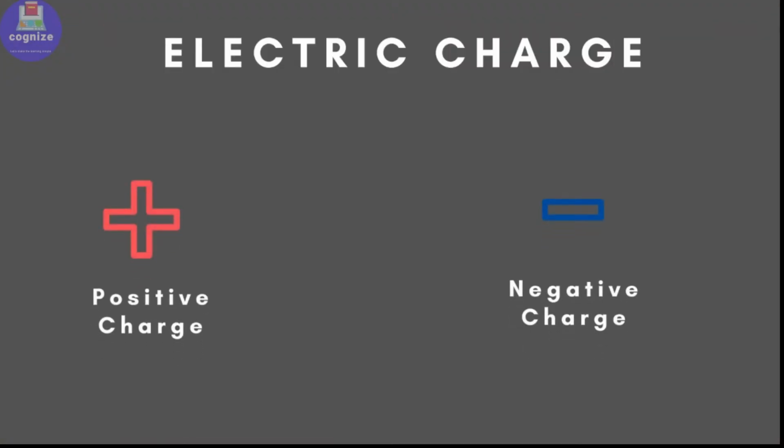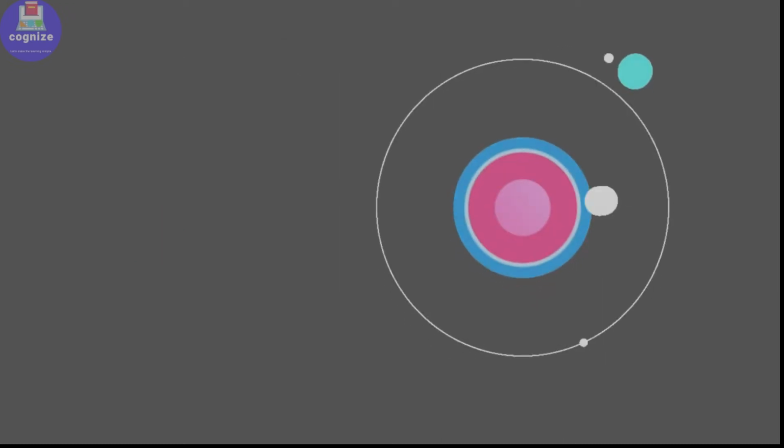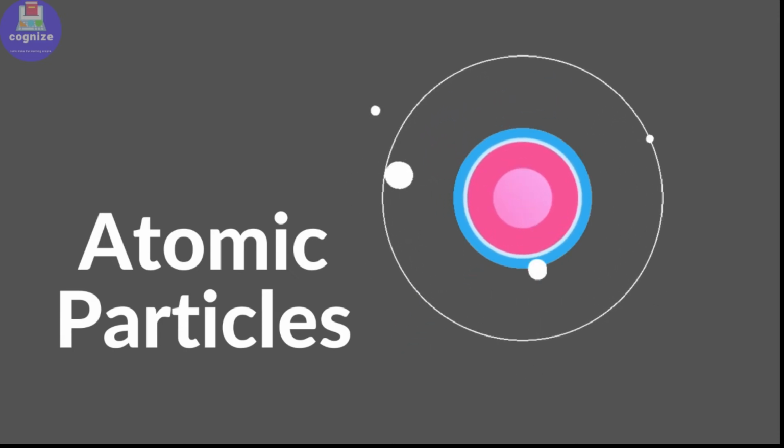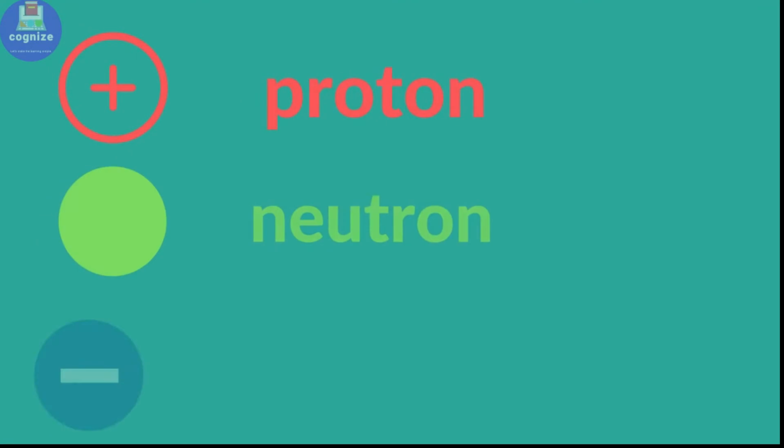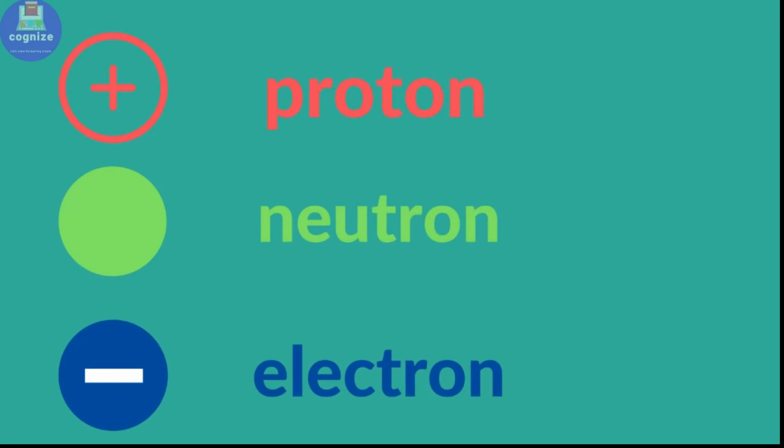Electric charge is of two types: positive charge, denoted by a plus sign, and negative charge, denoted by a minus sign. To move electric charge, we need charge carriers. For this, we'll go back to the basics of atomic particles: protons, electrons and neutrons.